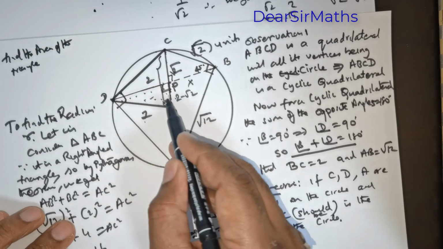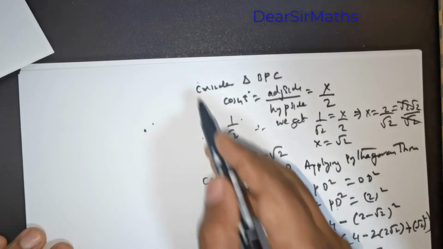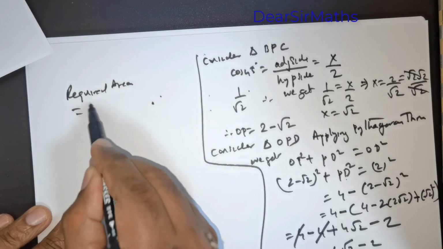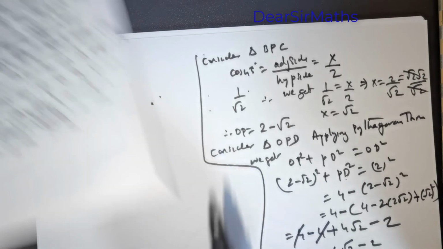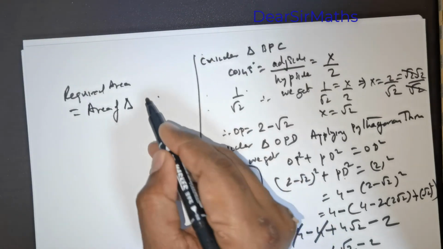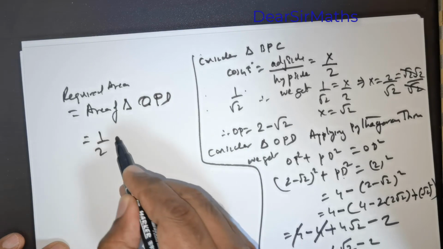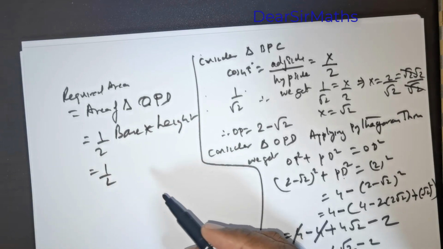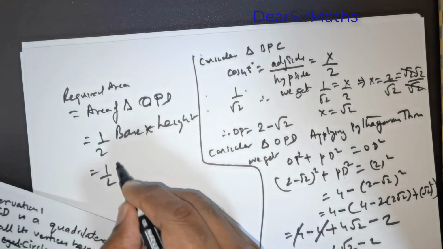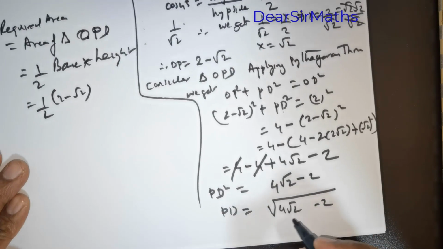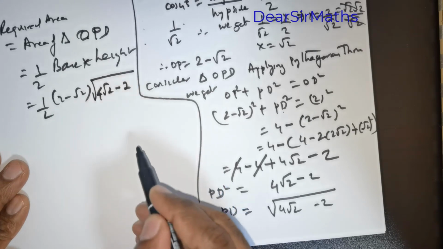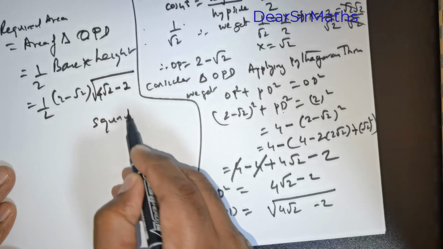Now we need to get the area of this triangle. Right. So therefore the required area is nothing but area of triangle OPD, which is equal to half times base into height, which is equal to half times my base 2 minus root 2 and my height. What is my height? My height is given to be root of 4 times root 2 minus 2, and this is the answer, square units.